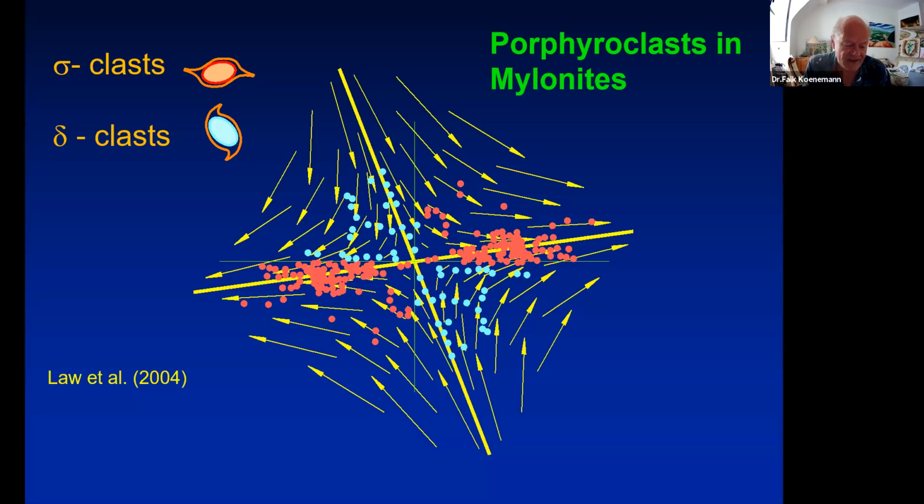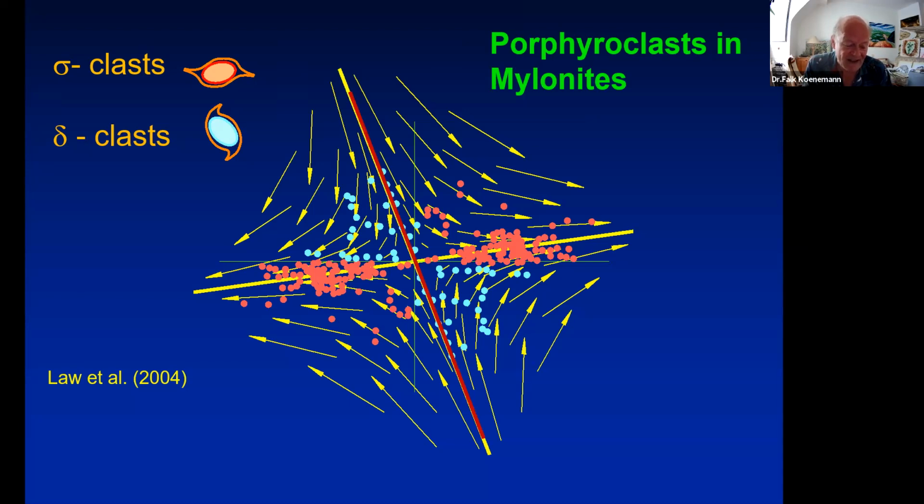Here an analysis of sigma and delta clasts in a mylonite from the Himalaya. The blue delta clasts are all in the small sector with antithetic rotation sense, as they should. The red sigma clasts line up with the extending eigendirection. And where precisely is the sigma-delta divider line?